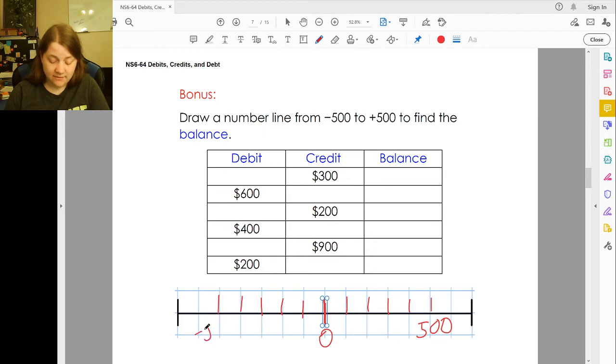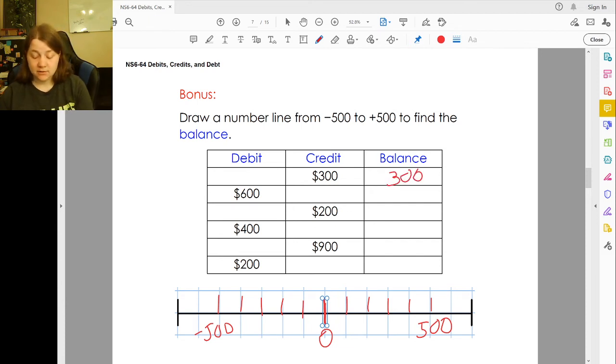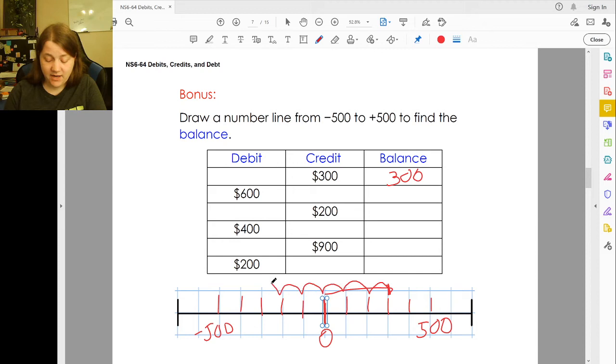Here's negative 500. So if I start off with a credit of 300, that means I put $300 into my bank account, which means I'm right here. That's awesome, because I put in 300. Then I'm going to take out 600, which means I have to move back 1, 2, 3, 4, 5, 6 spaces back. Now I'm at negative $300.